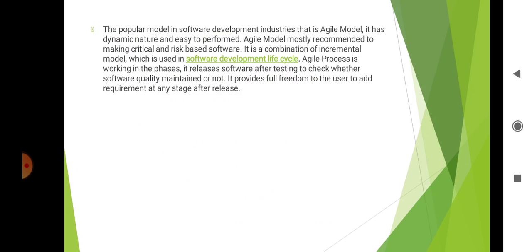The Agile process works in phases. It releases software after testing to check whether software quality is maintained or not. It also provides full freedom to the user to add requirements at any stage after release. That means it has iterations and iterations have some phases. At any stage, customers have the freedom to add requirements at the stage or at the iterations.